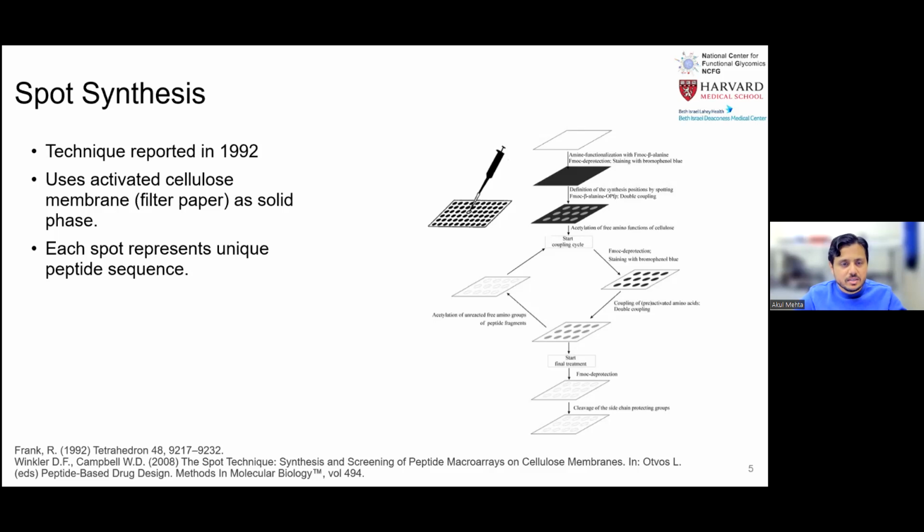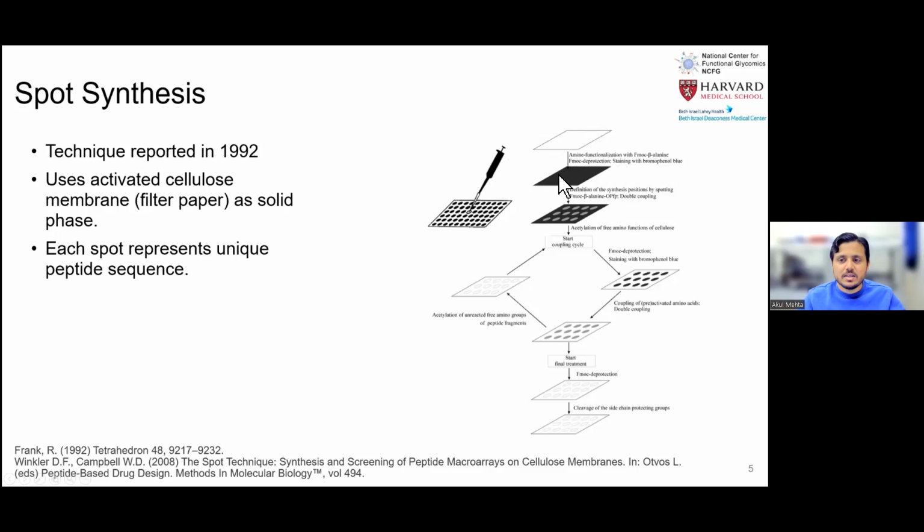So spot synthesis is an old technique. It was actually reported originally in 1992. And it's very fascinating how it works. You basically use a filter paper, and it is activated by simply coating the filter paper with an FMOC derived amino acid. Usually that's alanine, and that's by an ester bond.